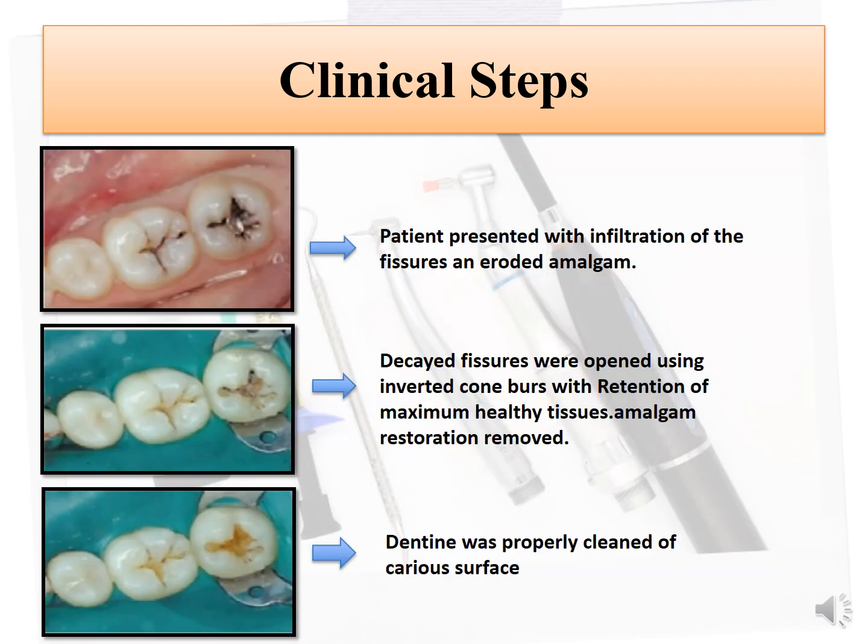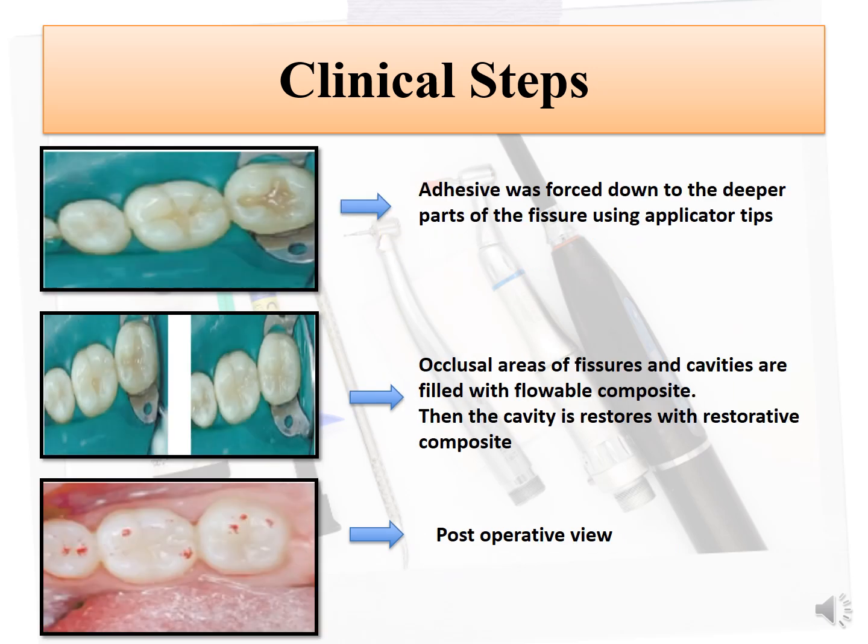Then decayed fissures were opened using an inverted cone burr or round burr. The retention of maximum healthy tissues, and the amalgam restoration is also removed in the next tooth. In the next picture, the dentine was properly cleaned of the caries. Next, coming to the next step, the adhesive was forced down to the deeper parts of the fissure using an applicator tip. Here we place the bonding agent using the applicator tips.